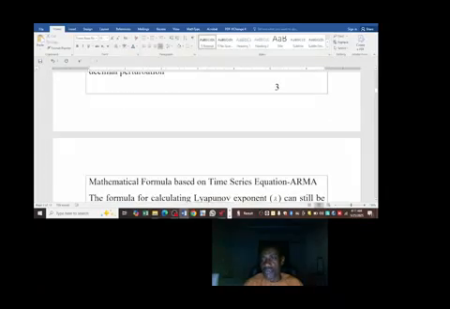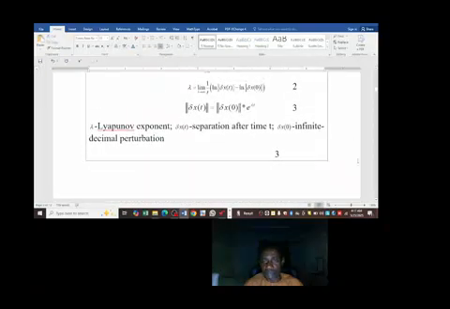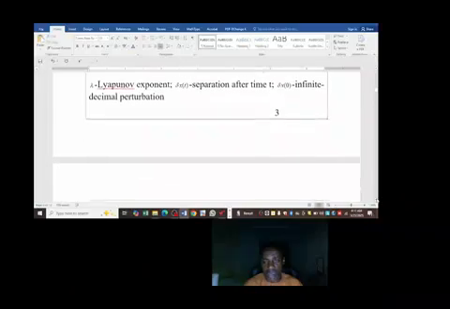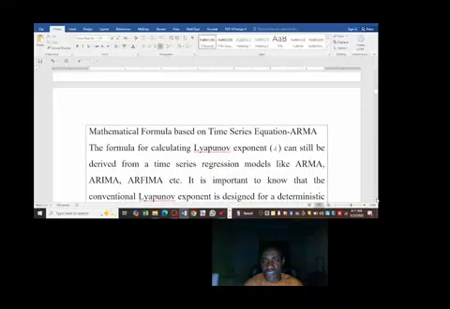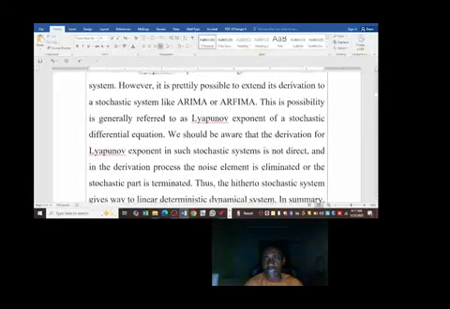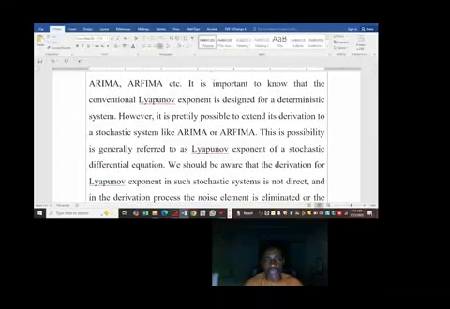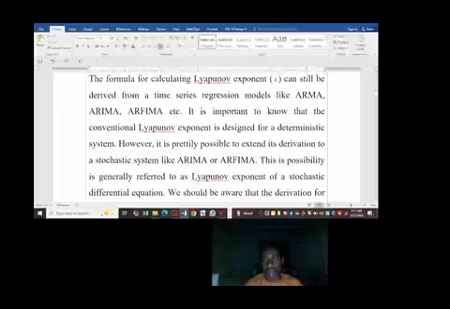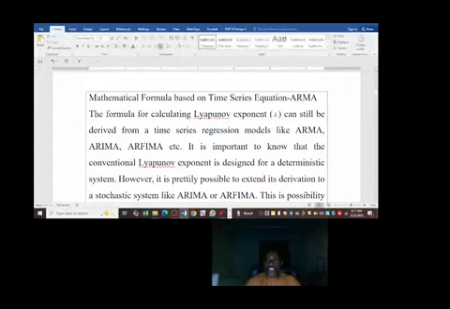Now, computing the exponent from a time series. The exponent can also be computed from a time series equation, such as ARMA. The formula for computing the Lyapunov exponent, lambda, can still be derived from a time series regression model like ARMA, ARIMA, ARFIMA, etc.